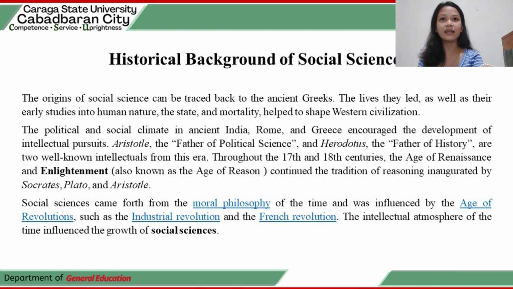Throughout the 17th and 18th centuries, the Age of Renaissance and Enlightenment, also known as the Age of Reason, continued the tradition of reasoning inaugurated by Socrates, Plato, and Aristotle. Social sciences came forth from the moral philosophy of the time and was influenced by the age of revolutions, such as the Industrial Revolution and French Revolution. The intellectual atmosphere of the time influenced the growth of social sciences.